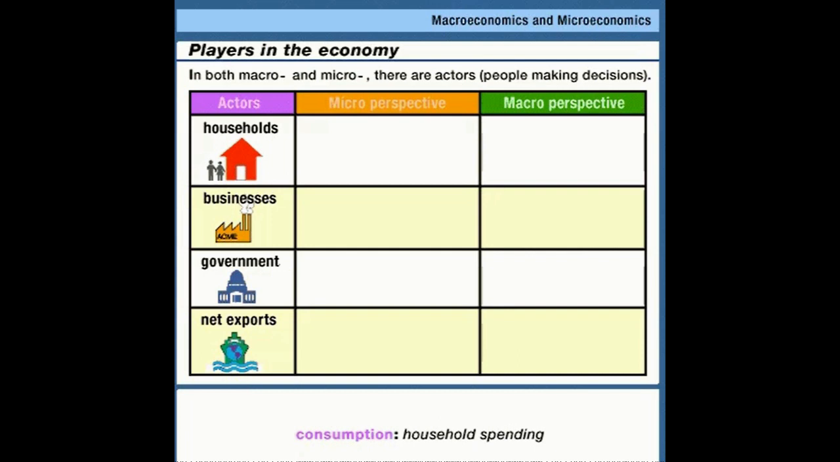Now, in microeconomics, we answered questions like, what happens when this household goes to the grocery store? Do they buy apples or do they buy oranges? In macroeconomics, on the other hand, we're going to ask what determines the amount of consumption spending overall that this household will do in a year. And we'll look at variables like income, taxes, and age as influential on the consumption decisions of this household.